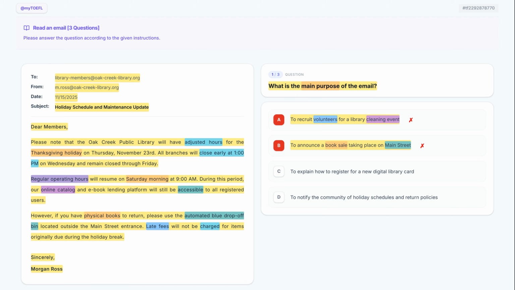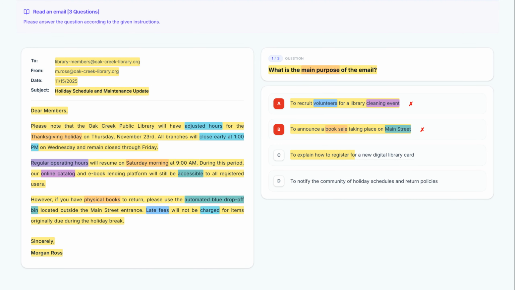Here's option C. Let's break it down. To explain how to register for a new digital library card. The text says digital platforms are accessible, but it does not explain how to register for a card. This isn't the primary focus.